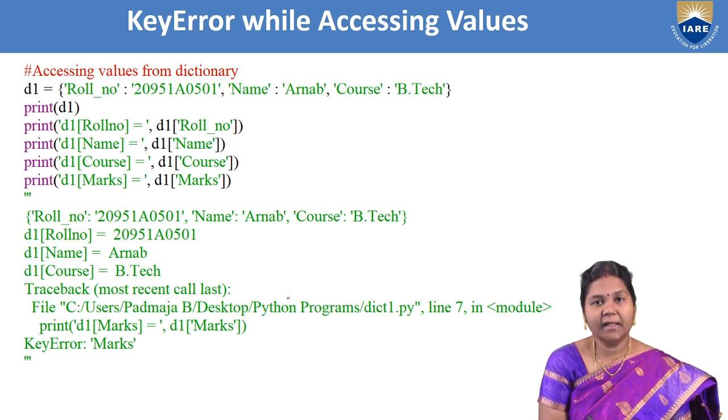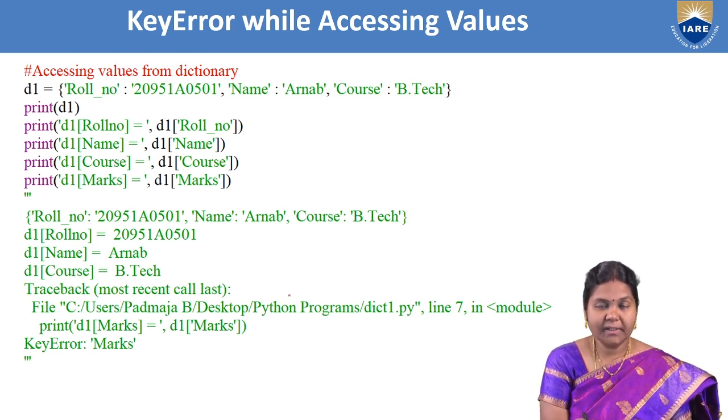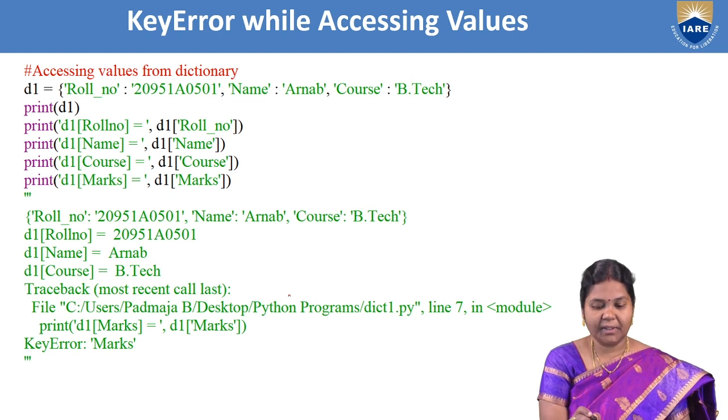Now, while accessing the values, sometimes you may encounter key errors. What is a key error in a dictionary? While accessing the values, if the key is not present in the dictionary and you are trying to retrieve its value, then a key error occurs. Let us see one example.